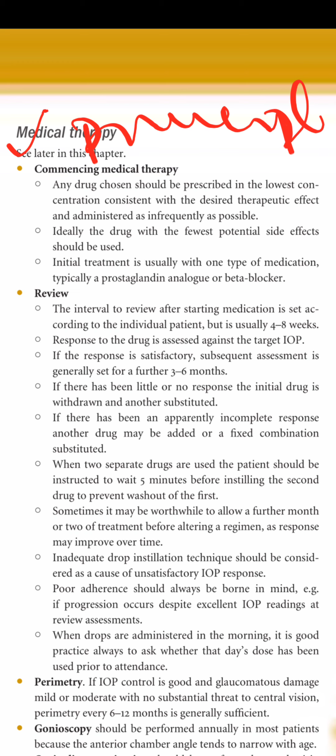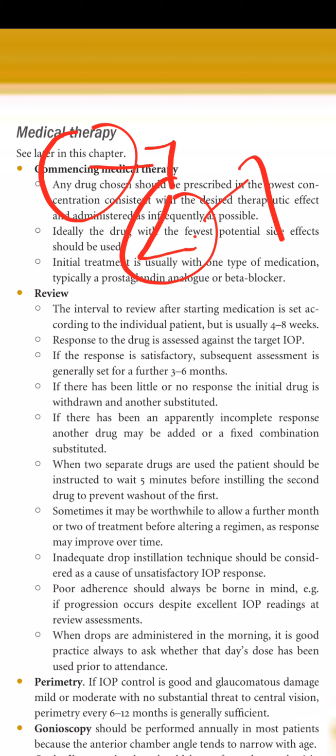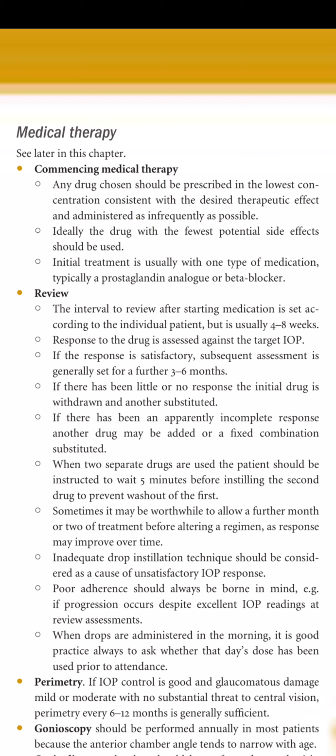Any drug chosen should be prescribed in the lowest concentration consistent with the desired therapeutic effect, and administered as infrequently as possible. Ideally, the drug with the fewest potential side effects should be used. Initial treatment is usually with one type of medication, typically a prostaglandin analog or beta blocker. So basically, you have to give the patient a drug at the lowest concentration and the lowest doses possible.